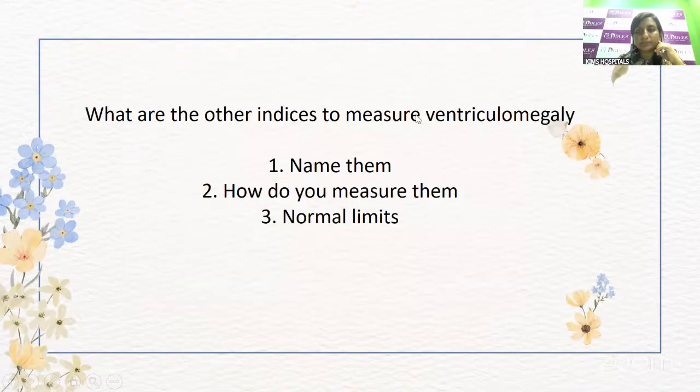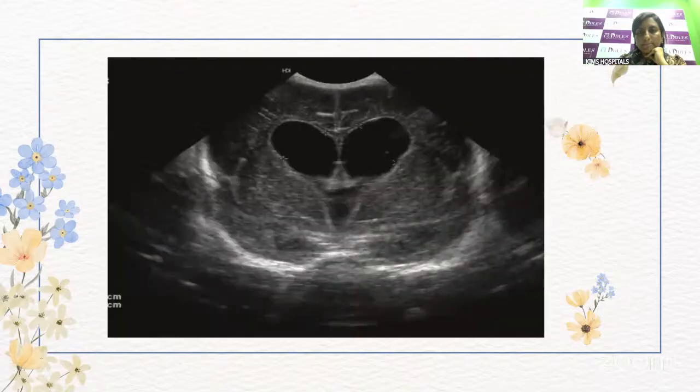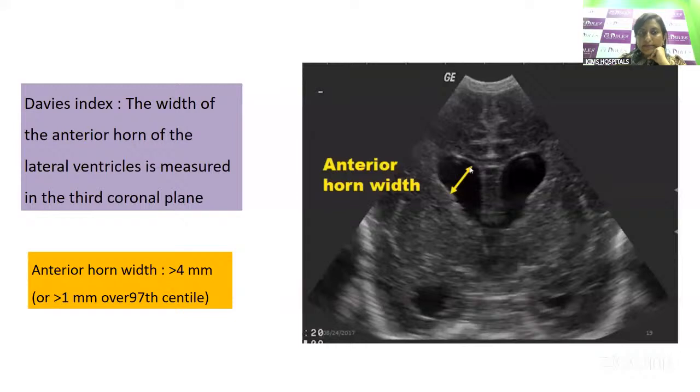action line. So coming to the next question, what are the other indices to measure ventriculomegaly? So how do you measure them and what are the normal limits? So this is again calculated in the third coronal plane, the anterior horn width. So it's anything below 3 mm is normal. So 1 mm above the 97th centile or anything above 4 mm is taken as abnormal.